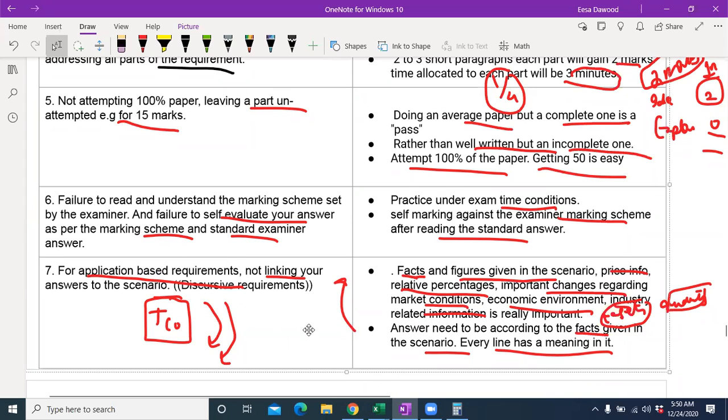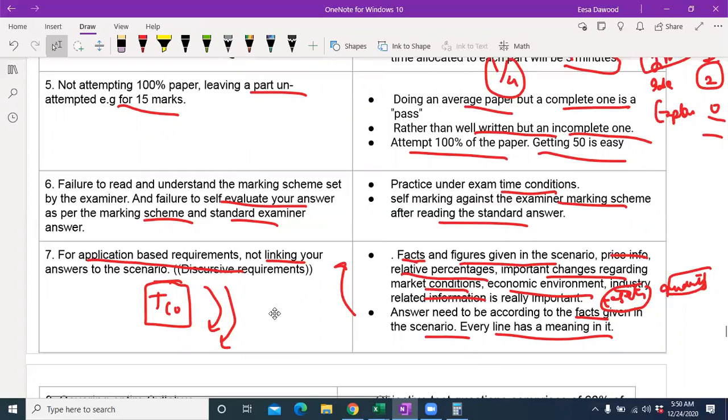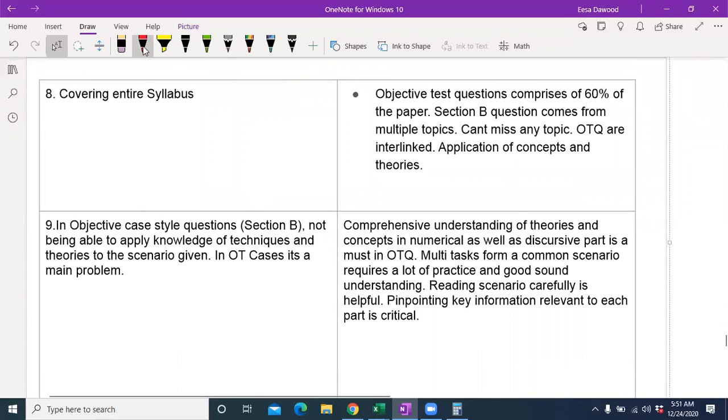If it's a knowledge-based requirement, for example, write the steps of activity based costing, it's a knowledge-based question. You read from the book or from the notes, whatever points you're coming up with, and you write that in short paragraphs. But here you don't need any application. For knowledge-based, you don't need any application. But if it's an application-based scenario, and you're not linking your answer to the scenario and specifically using the TICO company name and things from the scenario, the examiner definitely won't give you marks.